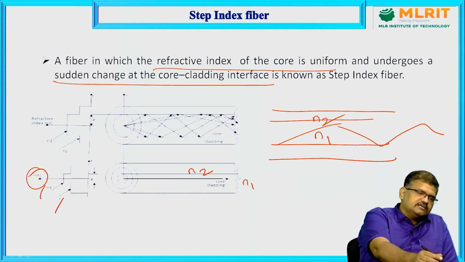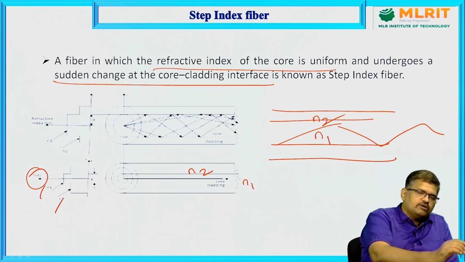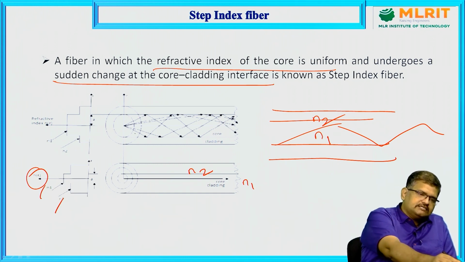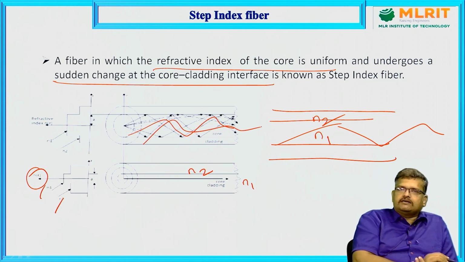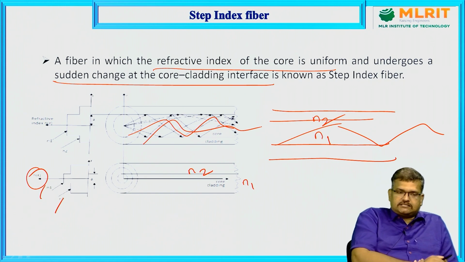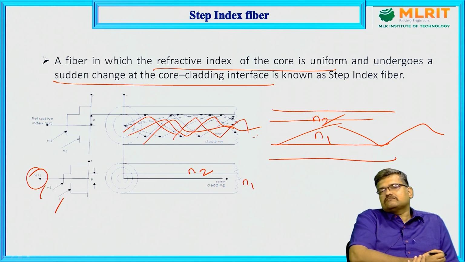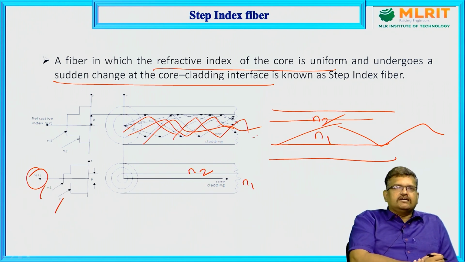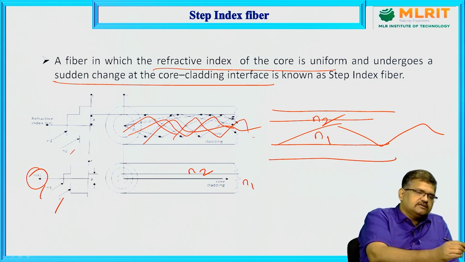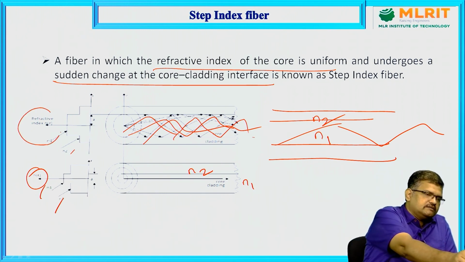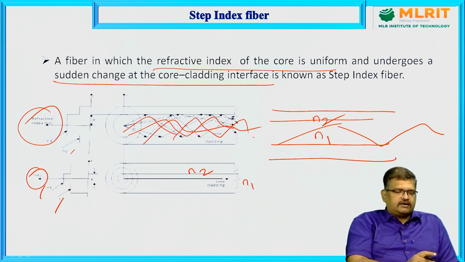Now consider the multi-mode step index fiber. What does multi-mode step index fiber mean? Multi-mode means many signals will propagate, which we know very well. Step index means there is a sudden change in the propagating path. Here also it is the same thing: N1 is the core refractive index and N2 is the cladding refractive index. This N of r is nothing but the refractive index profile.